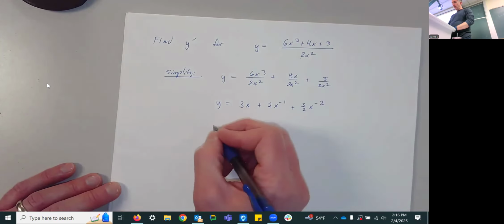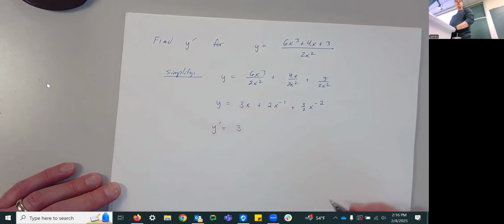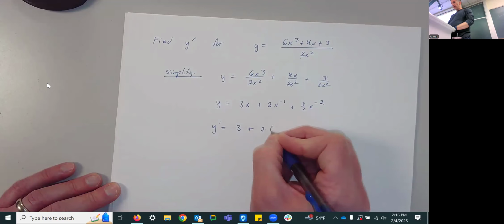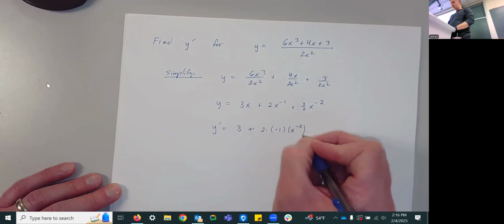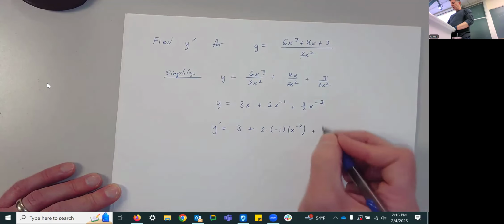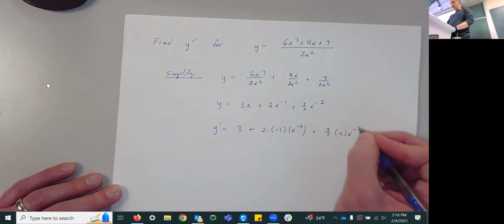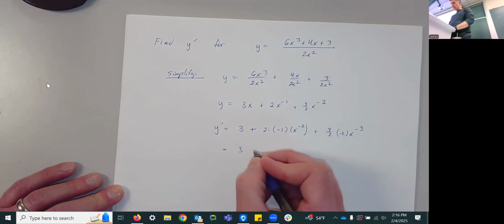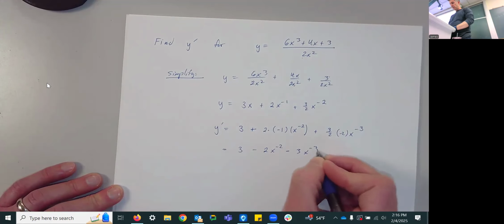Okay, so now we can find y prime. The derivative of 3x is just 3, because the derivative of x is just 1. The derivative of 2x to the negative first is 2 times negative 1 times x to the negative 1 minus 1, which is negative 2. And then over here we have 3 halves times negative 2 times x to the negative 2 minus 1 is negative 3. I would like to simplify this. It's going to be 3 minus 2 times x to the negative second minus 3 times x to the negative third.